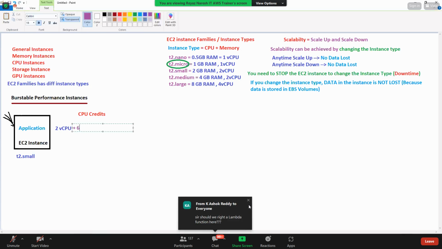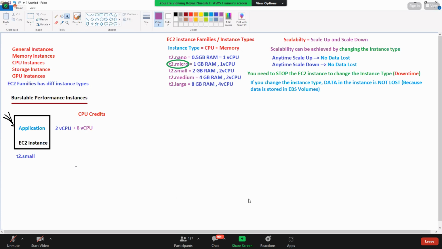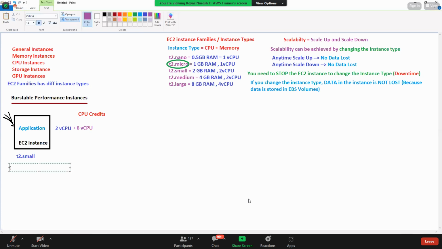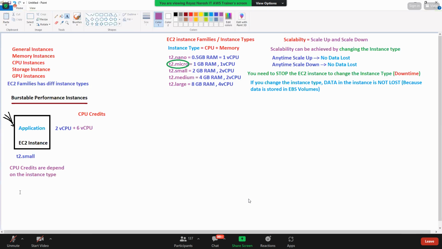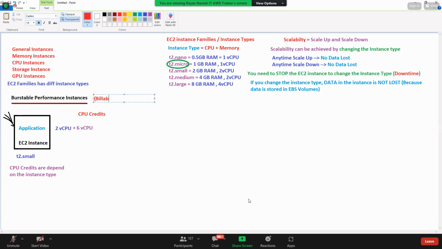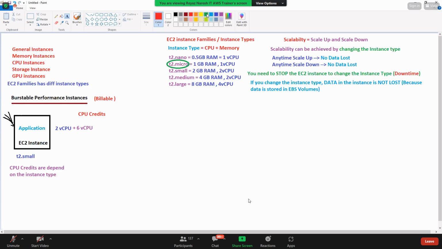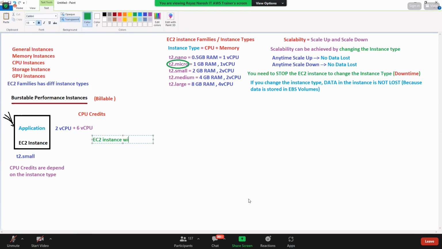So AWS will give CPU credits. Let's say, for example, 6 CPUs it will give. You may ask, sir, why only 6? Why not 8 or 10? CPU credits depend upon the instance type. If you are using T2 small, it will give 6. If you are using T2 medium or large, it will give more. This is chargeable, billable. It's not free. So the EC2 instance will enter into burstable mode and give high performance for a limited period of time.